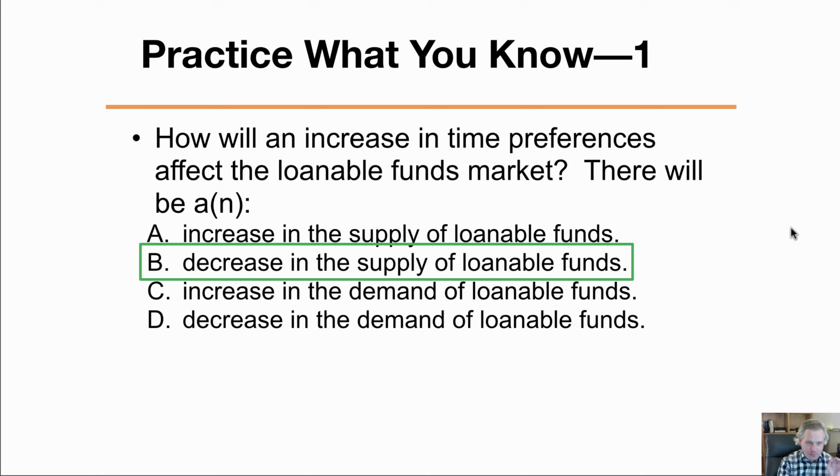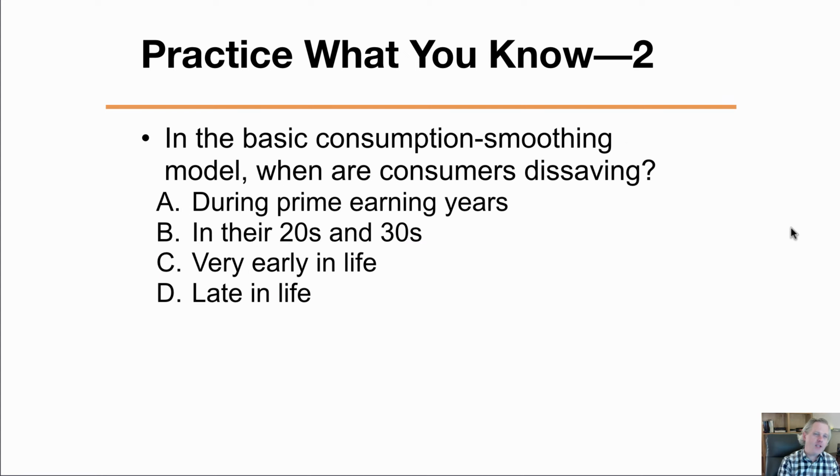All right. So here's another question. In the basic consumption smoothing model, when are consumers dis-saving? What is the part of a lifetime income model where consumers are dis-saving? Is it during their prime earning years, in their 20s and 30s, very early in life, or late in life? Well, dis-saving, of course, is late in life. That was over on the right-hand side part of that consumption smoothing model.